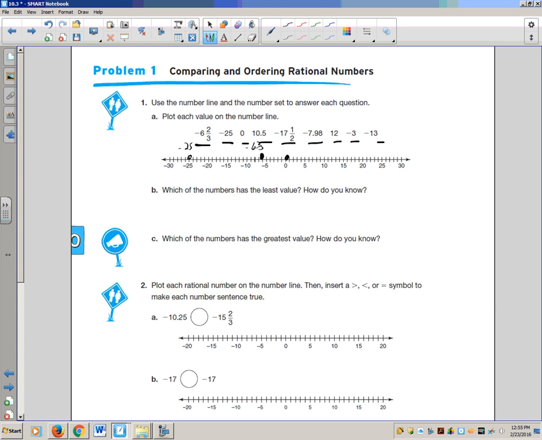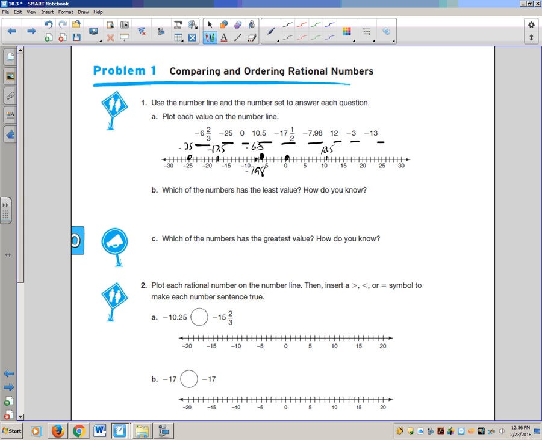10 1/2. There's 10. Your interval is 1. So in between those lines is 10.5. Negative 17 1/2. Just got to watch your signs here. Here's negative 15, negative 16, negative 17 1/2 right here. Negative 7 98/100. Negative 5, negative 6, negative 7, negative 8 is right here. It's got to be right in front of that.